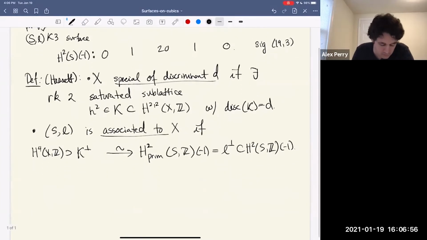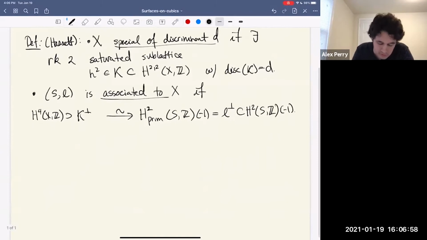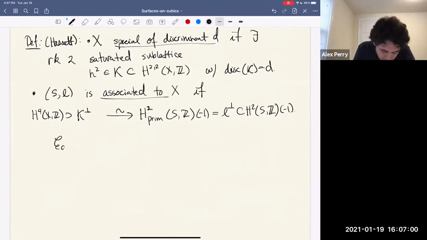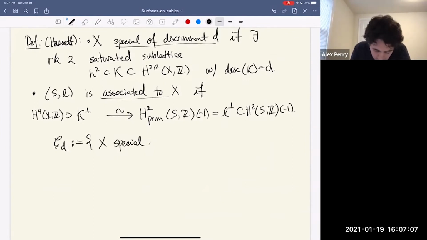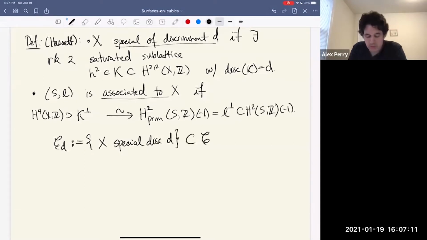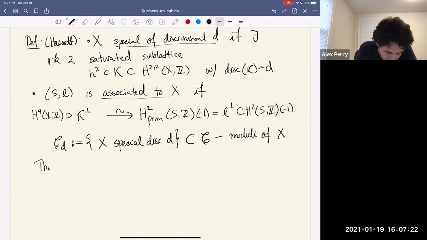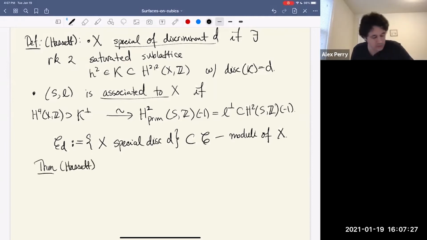And Hassett studied this notion, and what he showed is the following. So let me call C sub D the locus of cubic fourfolds which are special of discriminant D. So this is inside of curly C, by which I'll denote the moduli space of all X. So that's a 20-dimensional moduli space of cubic fourfolds. And the theorem that Hassett proved is the following.